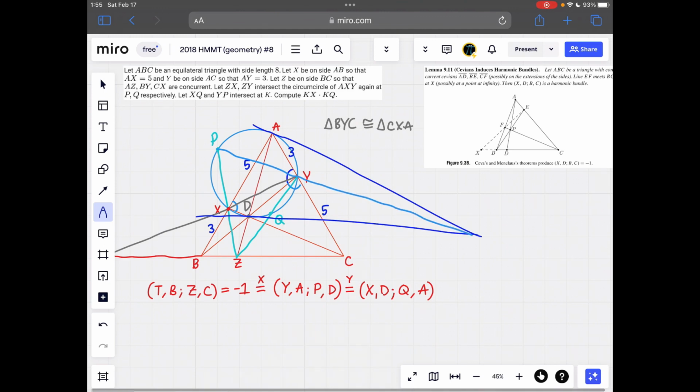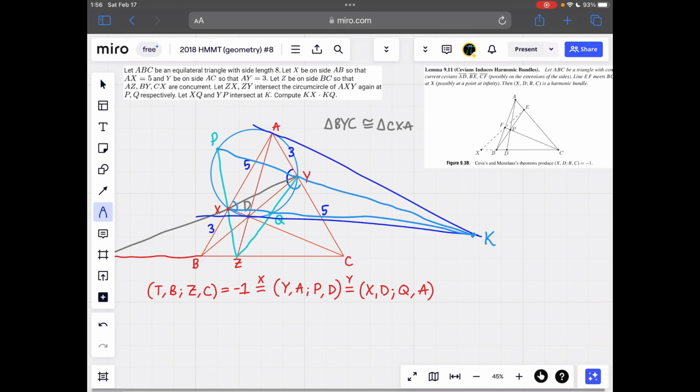But also, due to quadrilateral XDQA being harmonic, they would intersect on line XQ. And there's only one point that lies on both lines, and that is indeed the intersection of the tangents to the circumcircle of AXY at A and D. The only point that lies on both lines PY and XQ, which is defined to be point K. So there you have it. Point K is the intersection of the tangents to the circumcircle of AXY at points A and D.